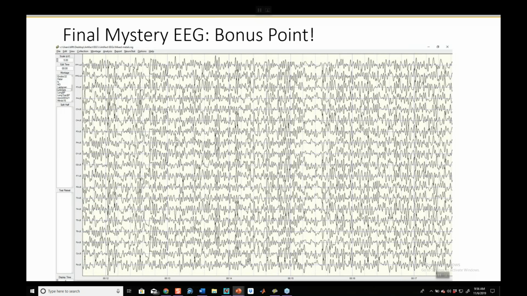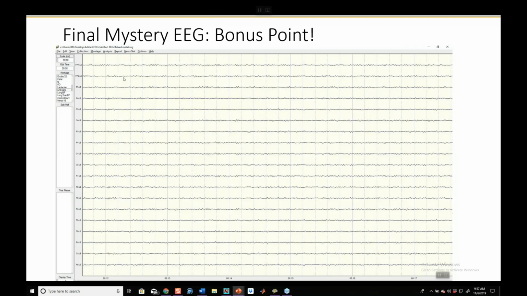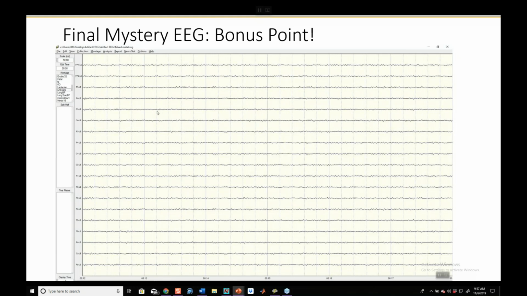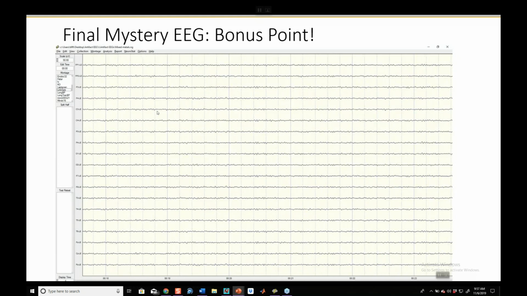Well, look at the gain up here, upper left-hand corner. We're scaling at 5 microvolts. That's crazy town. So what if we make it a normal level, 50? Let's scale it to 50. Oh, and what we find is we lose everything. In fact, there's like no data here to look at.